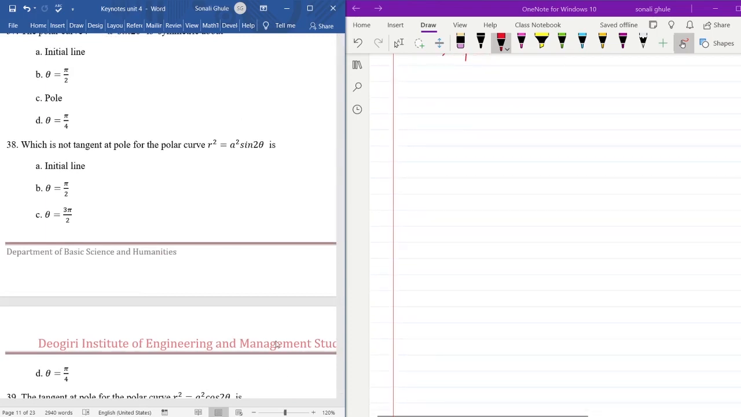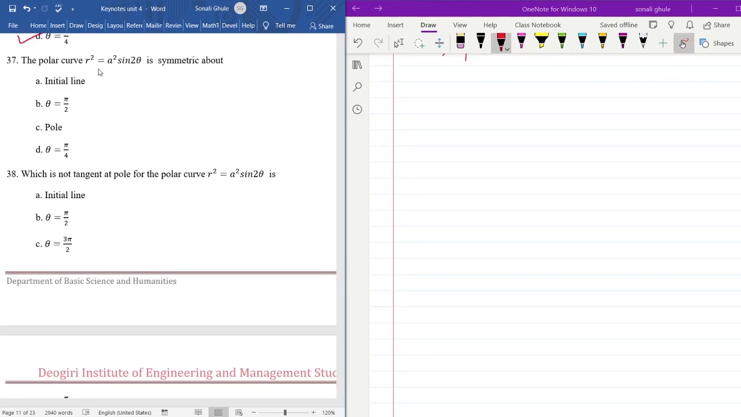Now let's solve your next question. The polar curve r² = a² sin 2θ is symmetric about... To write the symmetry for the curve, the symmetry we get here will be at the pole. And also at θ = π/4 there is a symmetry. So we have two conditions to check there.